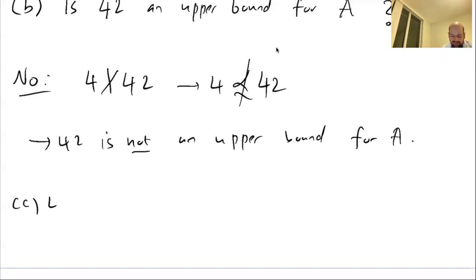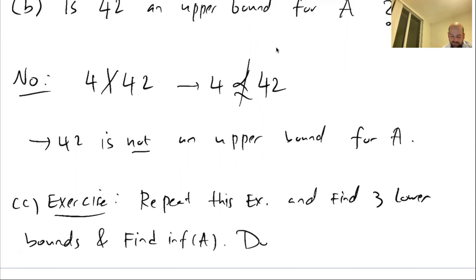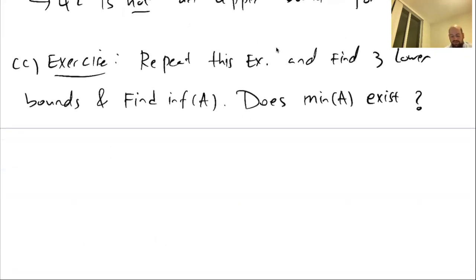And part C, as an exercise, you can repeat this example and find this time the lower bounds, and find the infimum of A. And you can also answer the question: does the minimum of A exist?